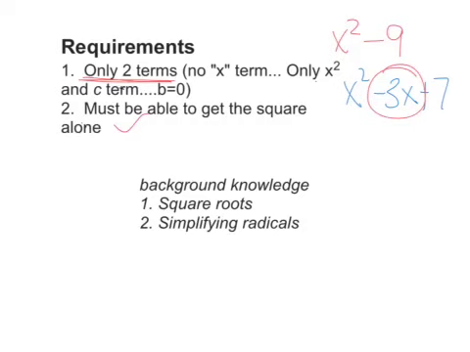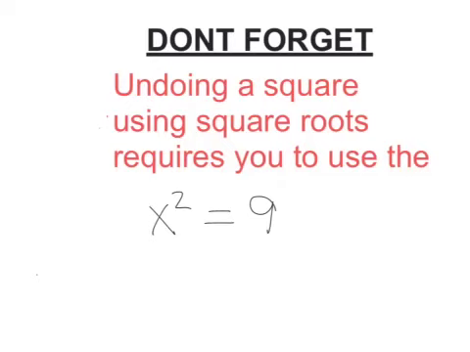As we solve, we're going to use some background knowledge, just like the idea of square roots. When we use square roots, what are we doing? And then we also, at one point, will be simplifying radicals. One huge warning before we do anything is we have to remember when we're going to use a square root to undo a square, we have to use the plus or minus sign.